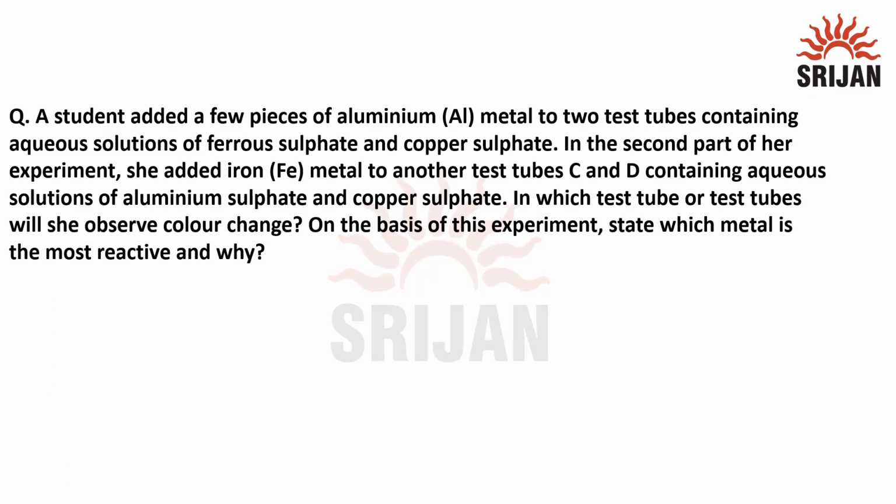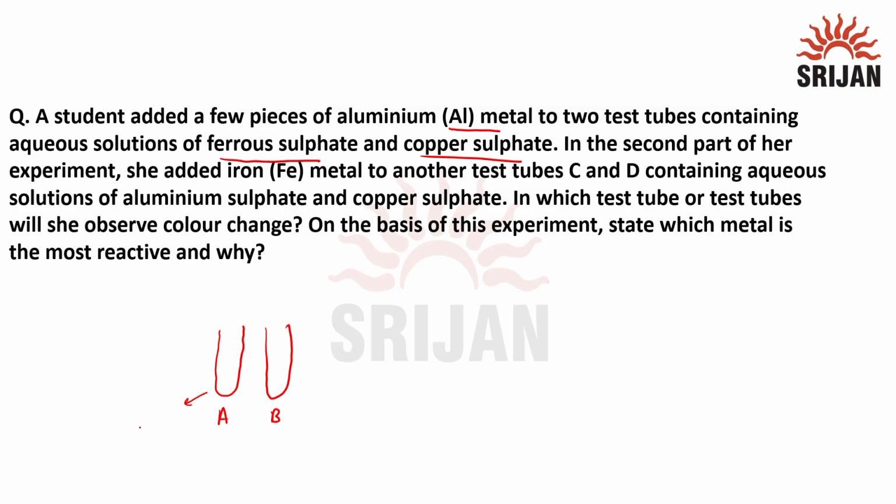The question asked here is that a student added a few pieces of aluminium metal into two test tubes that contain ferrous sulphate and copper sulphate. So students, this is a very conceptual question. Let us draw these test tubes like this. These are two test tubes. Name them as A and B.